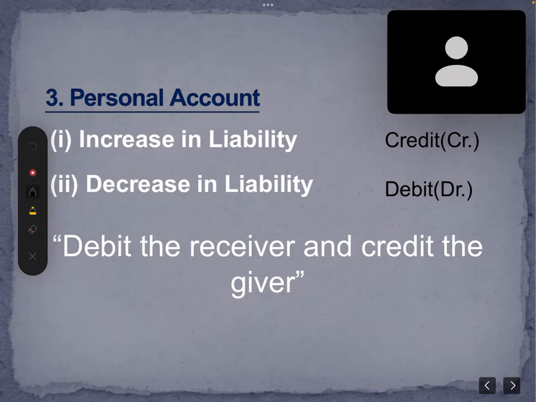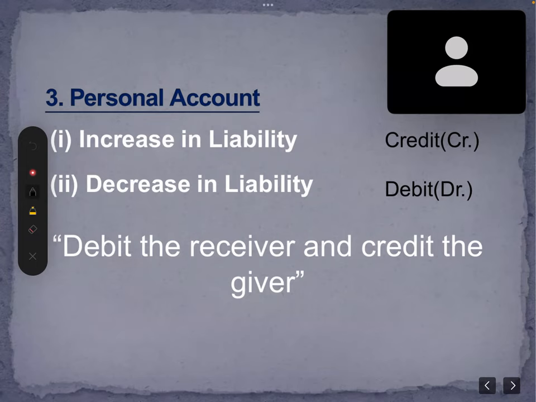That means if somebody is giving us, like if we have taken a certain amount of loan from some third party, that simply means there is an increase in the liability, then the liability account should be credited. And if there is a decrease in the liability, that means if we have paid the liability, in that case we should be debiting the liability account. So the rule in relation to the personal account is also given in a single statement, which says debit the receiver, credit the giver. So an increase in liability needs to be credited, a decrease in liability needs to be debited.